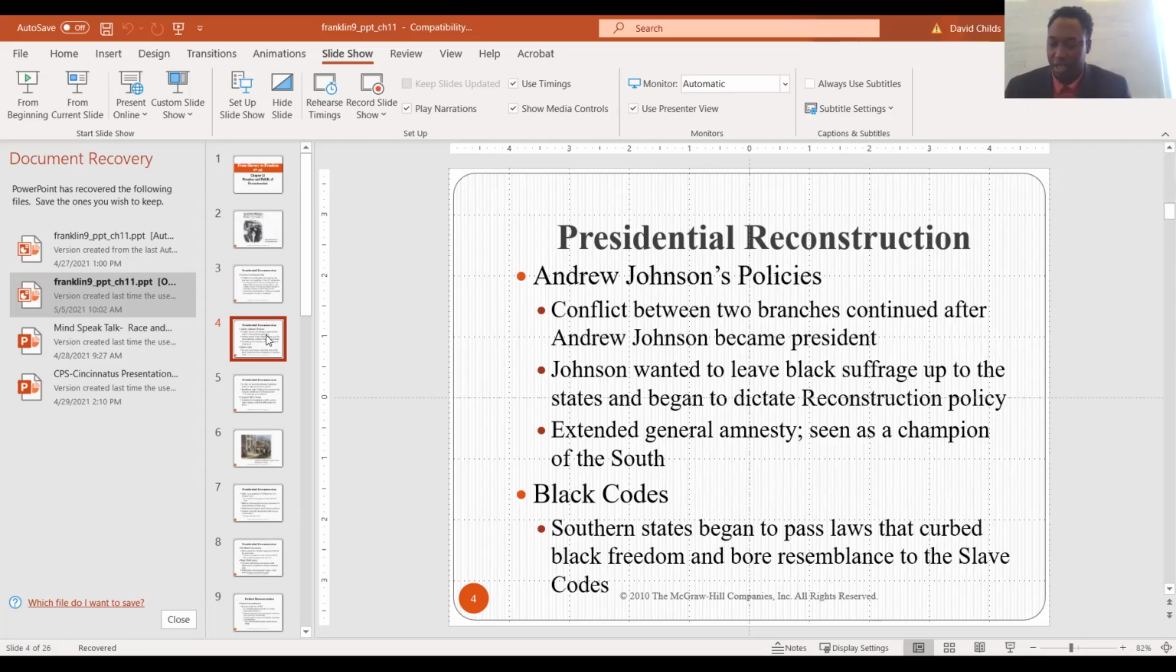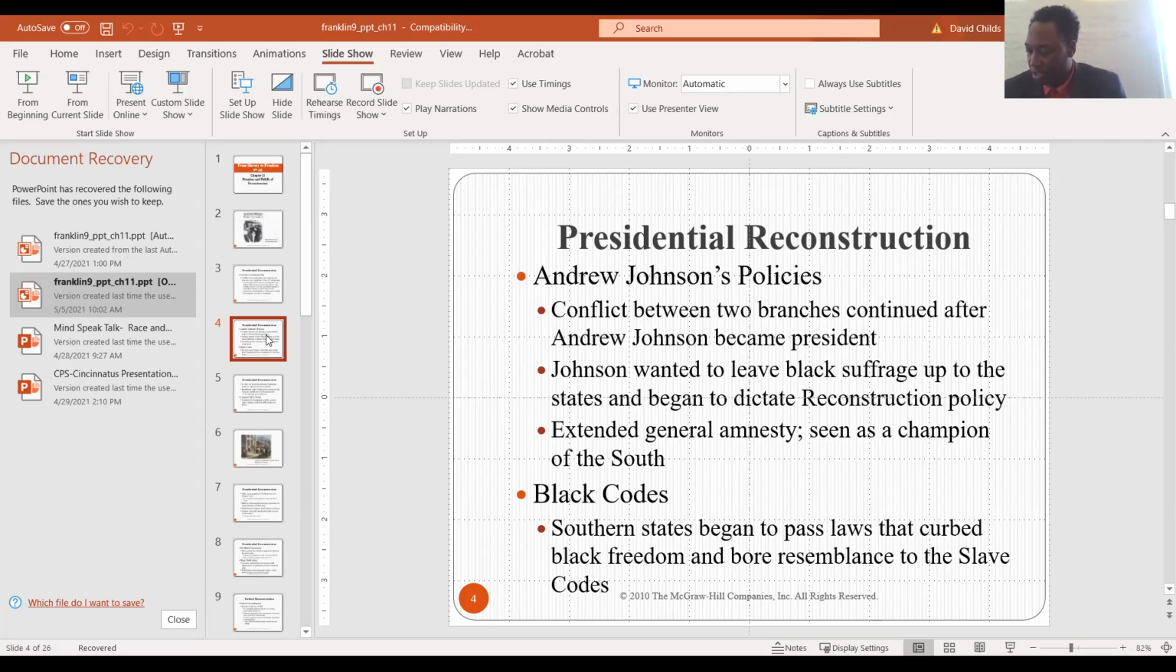Look at page 237, the bottom of page 237. The last paragraph where it says, "From Congress's point of view." You see it? "From Congress's viewpoint, the pendulum had swung too far toward the executive branch." That means they felt like the president had too much power. The executive branch was the president.